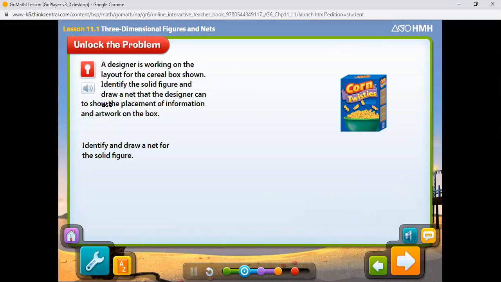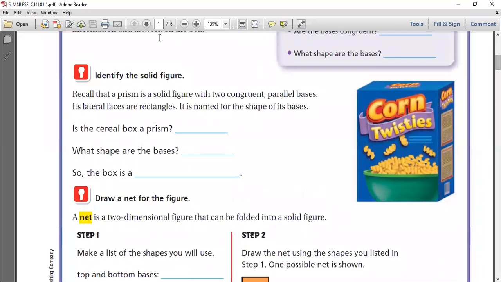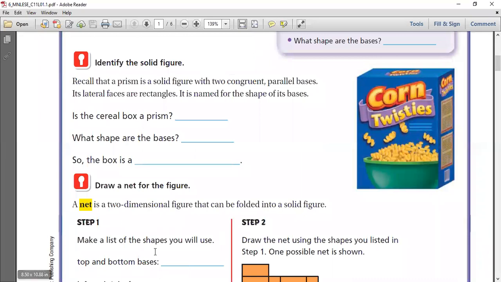Okay, now this is the same question as To find the answer, first identify the solid figure. It's the same as the question in your book, on the same page I was showing, page number 597. It's the same question they are solving. So you will of course need to follow what they're saying, and then let's come back and do the question. So please concentrate and watch the video.